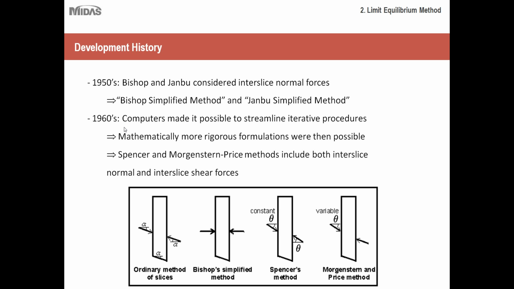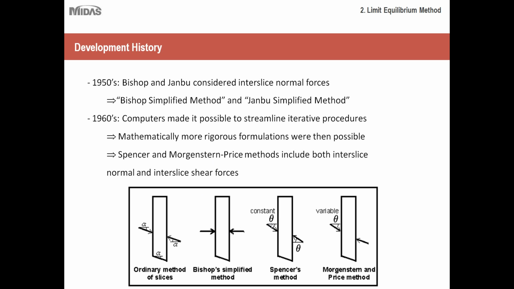And then in the 1960s, computers made it possible to streamline iterative procedures. So for example, mathematically more rigorous formulations were then possible. This led to the emergence of the Spencer and Morgenstern-Price methods that include both interslice normal and interslice shear forces. As you can see, in Bishop's method, the normal forces are considered, but the shear forces between each slice are ignored.